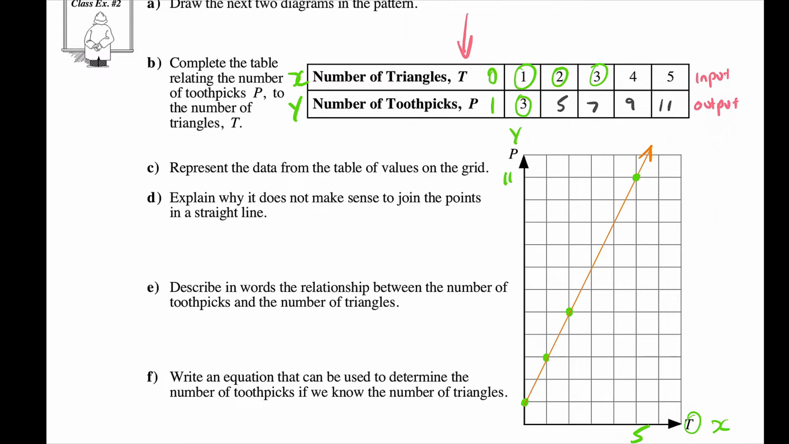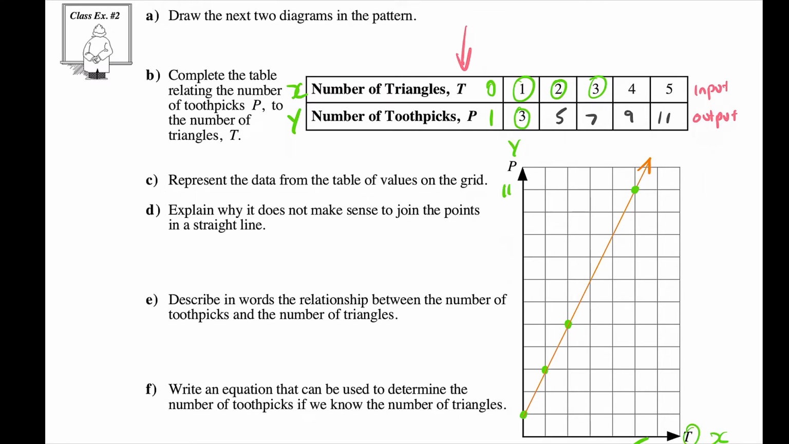Part D, explain why it does not make sense to join the points. Well, because we're trying to figure out how many triangles there are, not how many parts of triangles there are. Just like if we say, how many people does it take to do this? We can't say 2.4 people. People don't come in 0.4. So triangles come in wholes, they do not come in parts.